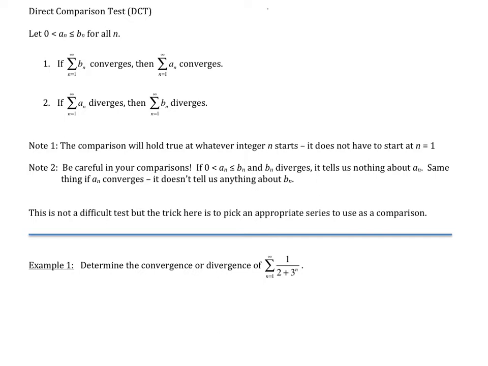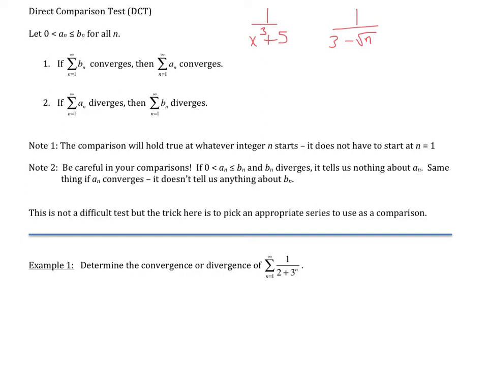So we might look at one that is 1 over n cubed plus 5, or 1 over 3 minus the square root of n, things like that. Not so obvious what these are. So we are going to need a different tool for us to be able to determine if it converges or diverges. And that's where the direct comparison test comes in.